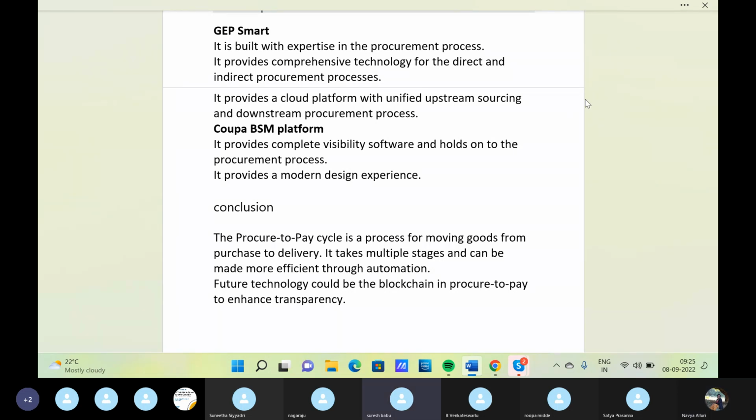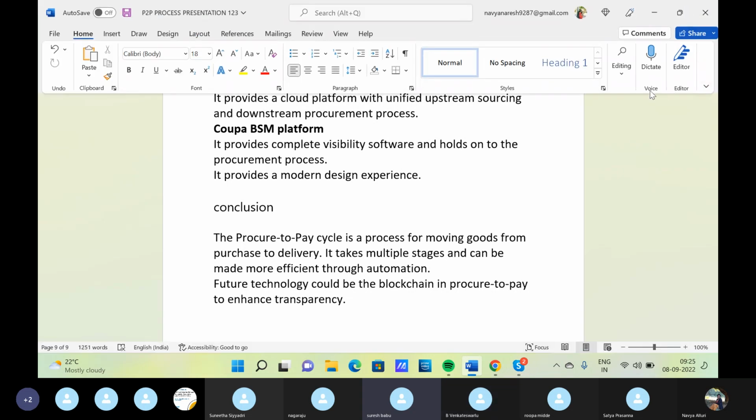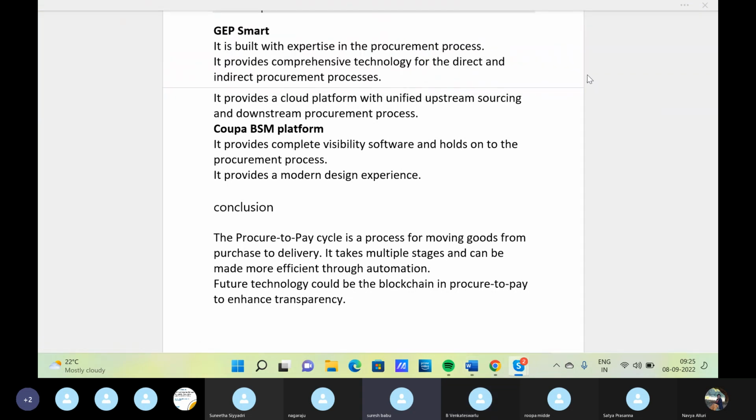Hello, good. Yeah, nice. The presentation is good. Thank you for the efforts and time. Yeah, nice presentation. You have gathered good information. Also, other applications like GP Smart, Ariba, Coupa, all those are separate tools in companies. They will use these tools.